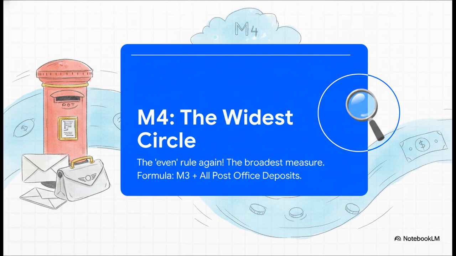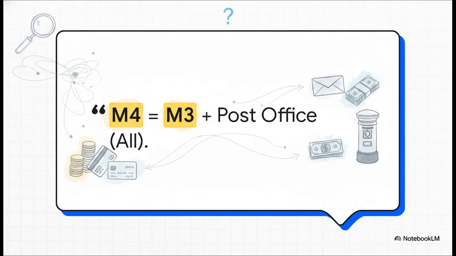And finally, we have M4. It's our last even number, so you know exactly what that means. We're adding the post office back in. M4 is the broadest, widest measure of them all. It takes the big M3 figure and adds in all the deposits with post office savings banks. So M4 is basically the everything category. It's the whole shebang. You take the very broad M3 and you add that final piece of the puzzle from the post office. That gives you the most complete picture possible.